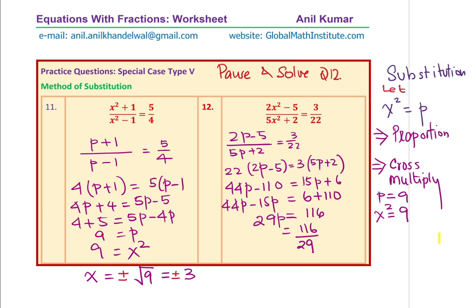116 divided by 29 is equal to 4. That is the value of p. And as you know, p is x squared. So we can write x squared equals 4. And now you know what x is. It is the square root with positive and negative sign, so it is plus and minus 2. Is that clear to you? So that is the way to solve these questions.